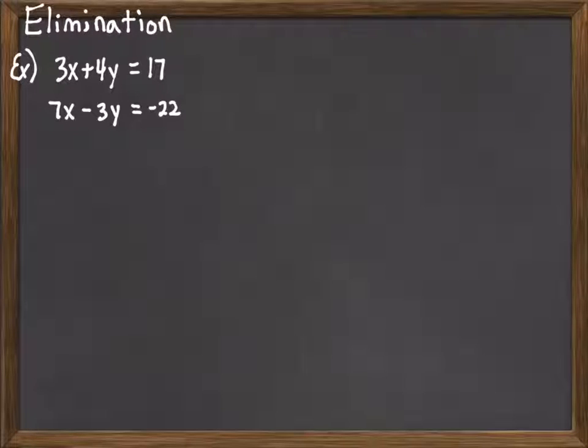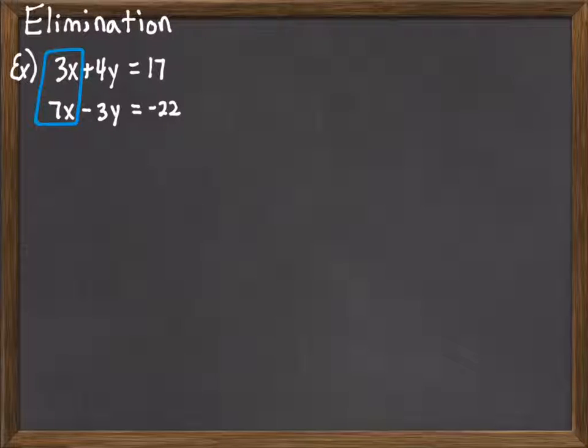As you examine your x's and y's here, you quickly realize there's nothing really nice to multiply if we look at the x's, to multiply the 3 by to get 7 or the 7 by to get 3. And likewise, if you look at the y's, there's nothing nice you could multiply either 4y by or 3y by to get the other number. So when this happens, we're going to have to multiply both equations. We have no way around it.